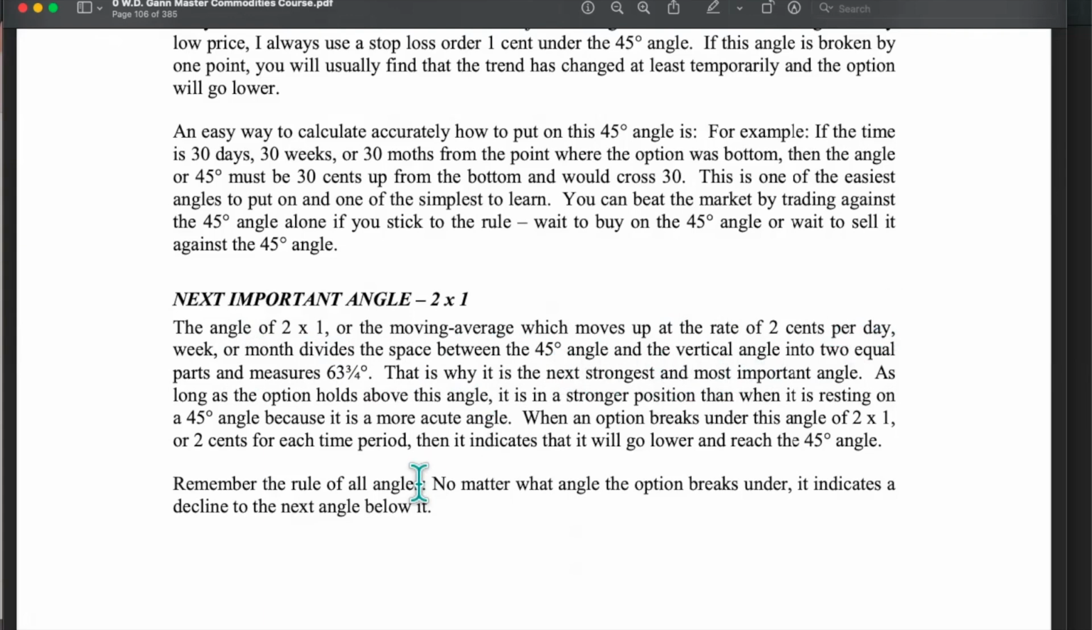Now, if it moves above the 45-degree angle, probably it is moving at 2 points per day or per week or per month. That's why this is stronger. As long as the option holds above this angle, it is a stronger position than when it is resting on a 45-degree angle. So this is considered as a stronger one than the previous one. So this is 2 by 1. Let's go to the next one.